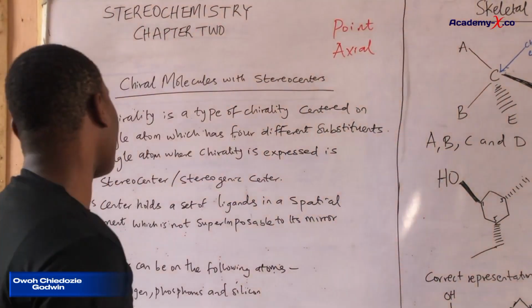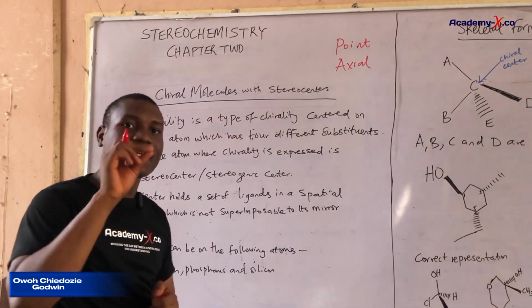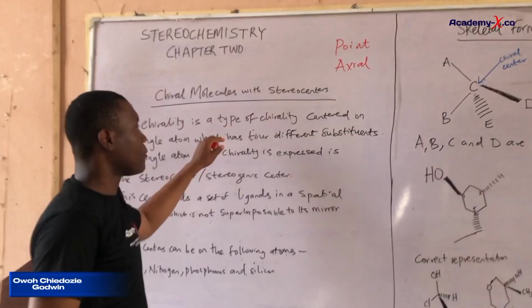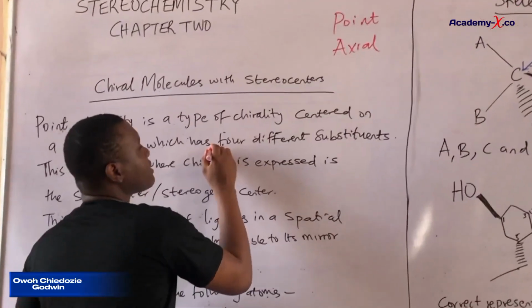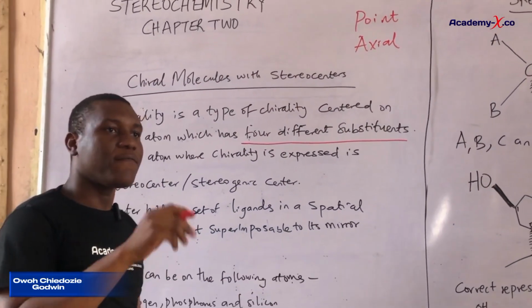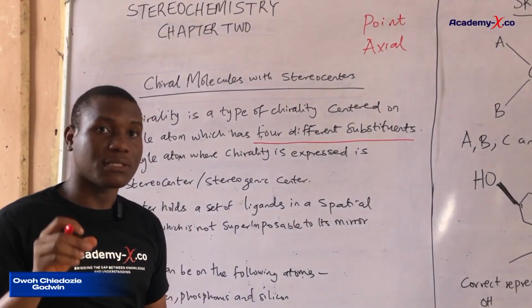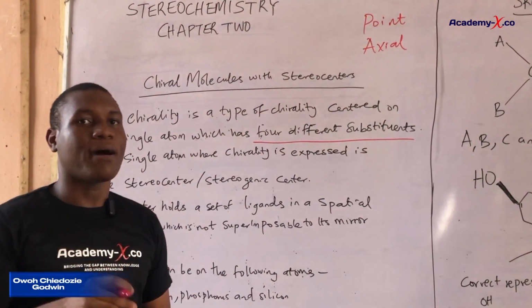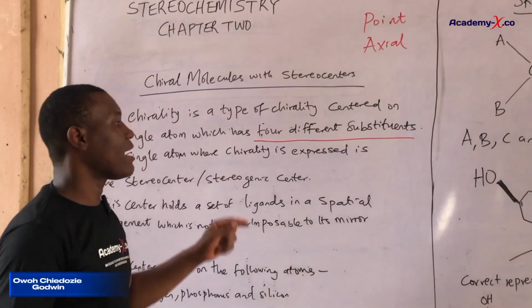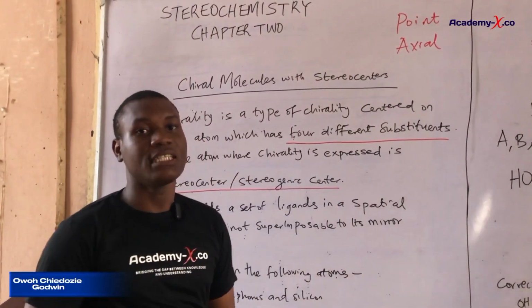Now, point chirality is a type of chirality centered on a single atom, and that single atom must have 4 different substituents, in the sense that if you repeat any substituent, that particular compound ceases to be chiral. Now, this single atom where chirality is expressed is called the stereocenter or stereogenic center.